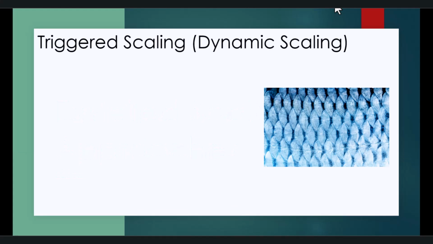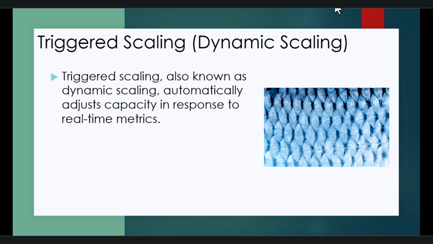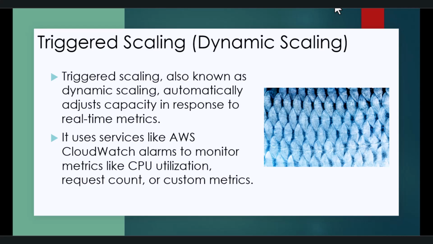In this lesson, we're going to look at 3 types to be aware of on the exam. First, we have triggered scaling. Triggered scaling is also known as dynamic scaling. Here's where you automatically adjust capacity in response to real-time metrics. It uses services like AWS CloudWatch alarms to monitor metrics like CPU utilization, request count, or custom metrics.